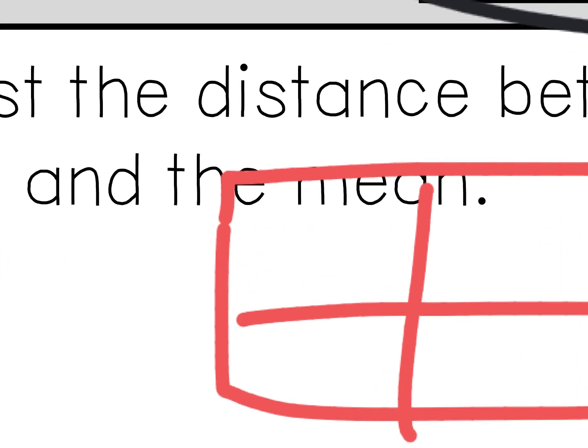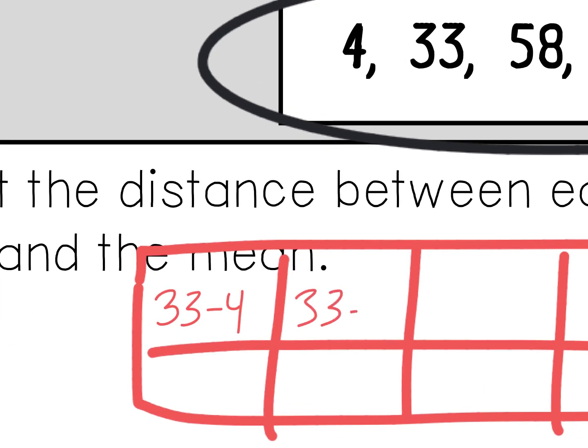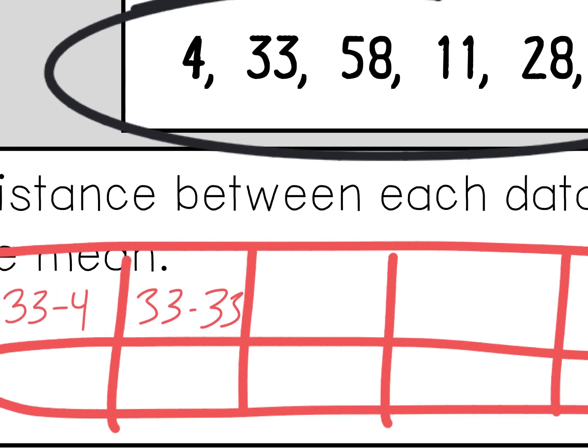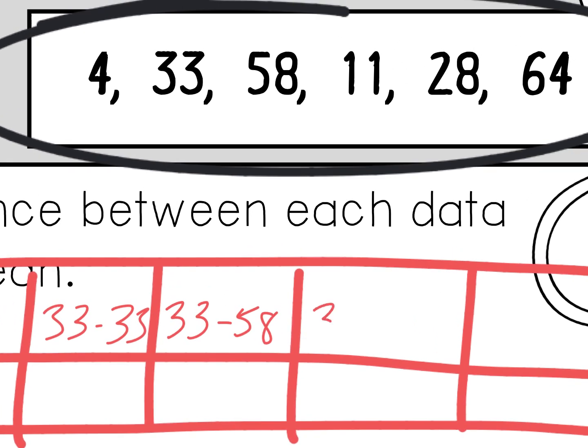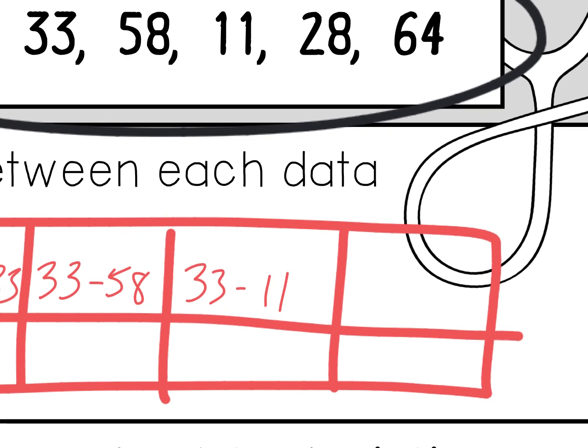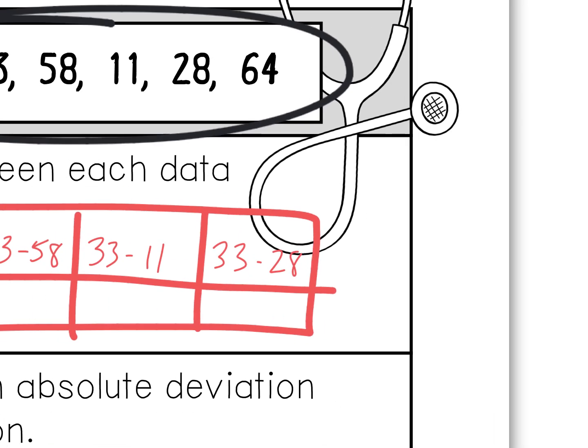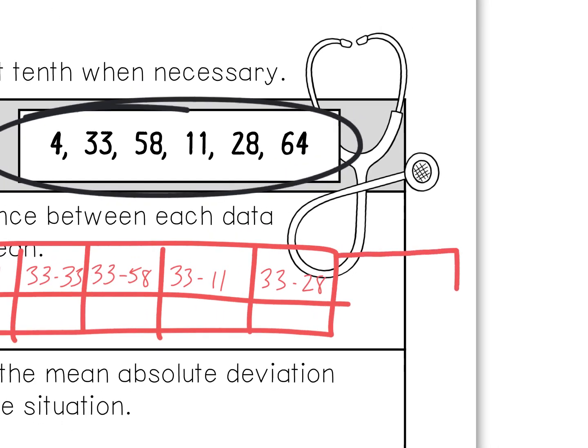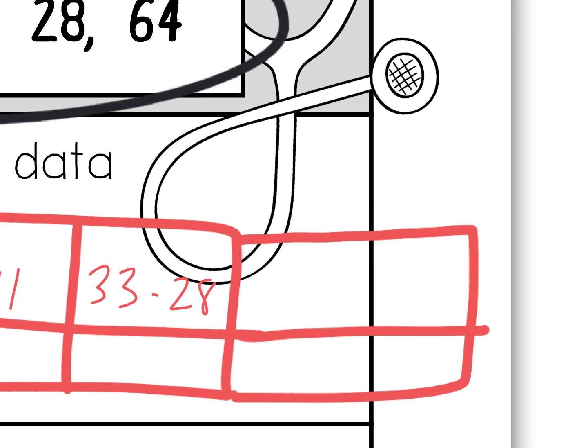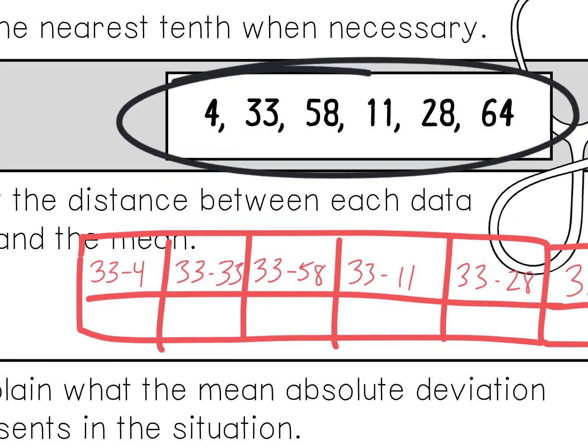And then I'm going to take 33 minus 4. 33 minus 33. 33 minus 58. 33 minus 11. And once again, you can do this in the calculator as well. 33 minus 28. And then the last one, 33 minus 64. Okay? At the top right there.